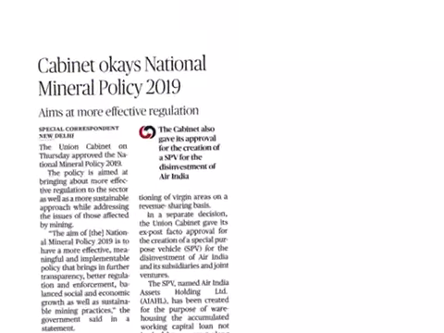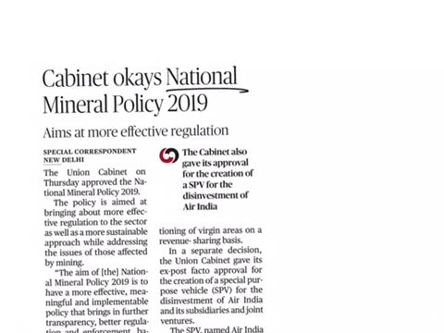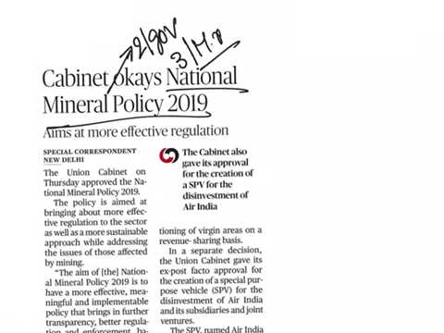The next article is Cabinet OK's National Mineral Policy of 2019. This article comes under GS Paper 2 under the topic of governance, and it also comes under GS Paper 3 under the topic of mobilization of resources. Now let's see what the features of this National Mineral Policy are. The Union Cabinet has approved this National Mineral Policy, replacing the existing National Mineral Policy of 2008.